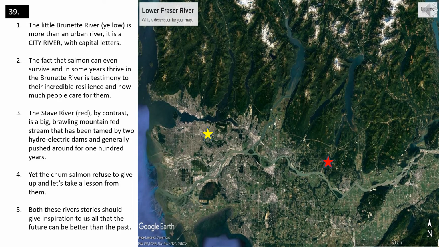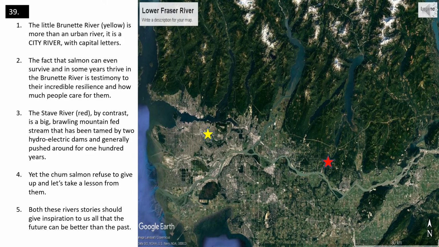It's an extremely urban river, and it is more than urban, it's a city river with capital letters. The fact that salmon can even survive, and in some years thrive, in the Brunette is testimony to their incredible resilience and how much people care for them. And we'll talk about them a little bit more.